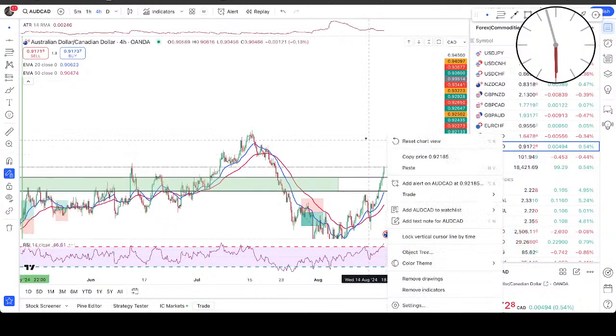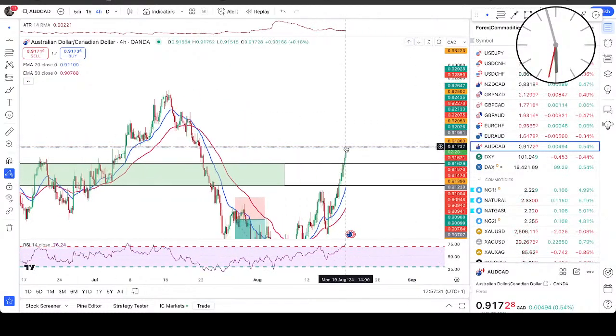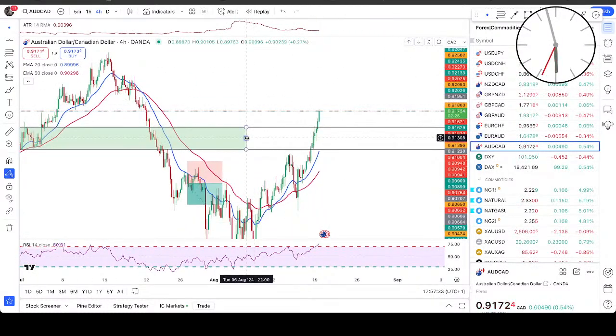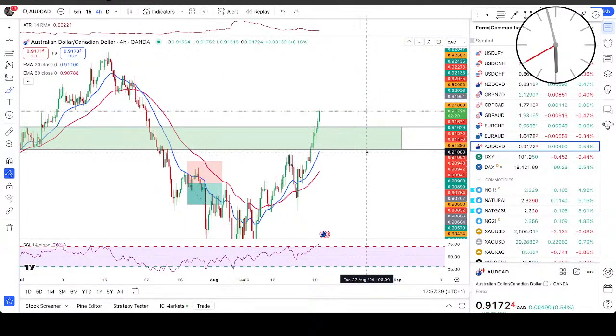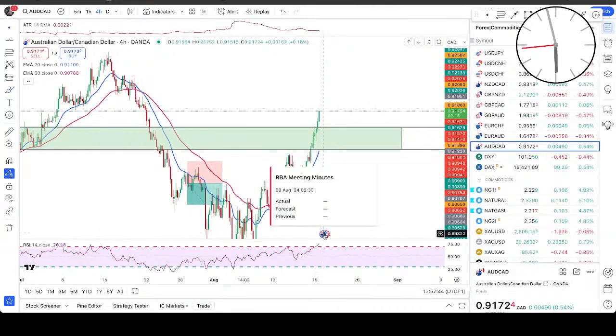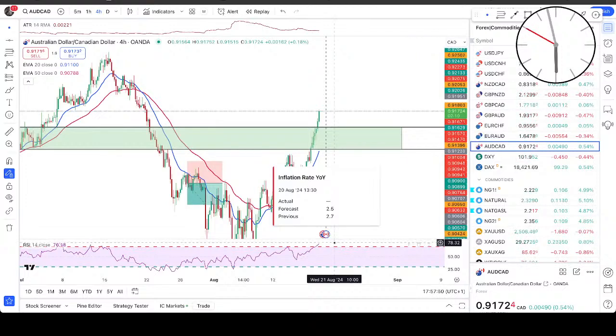AUD CAD has broken above in a momentum. So now we can just look for a pullback and pullback entry bullish, nice momentum. So I'm going to keep on buying this pair if we have a condition. So we have inflation rate for CAD. When is that? On 24th. It's going to be a big movement out of this pair, out of CAD Canadian pairs.